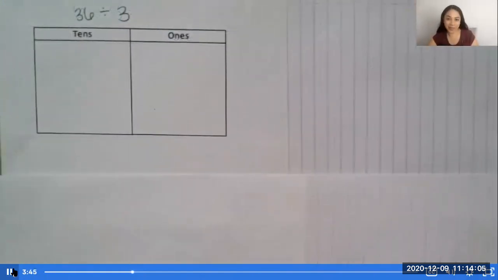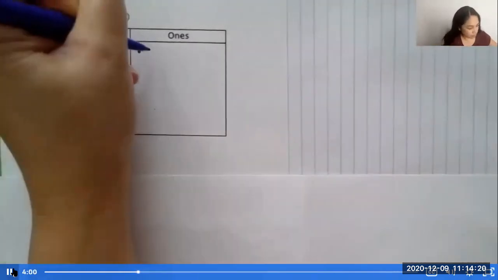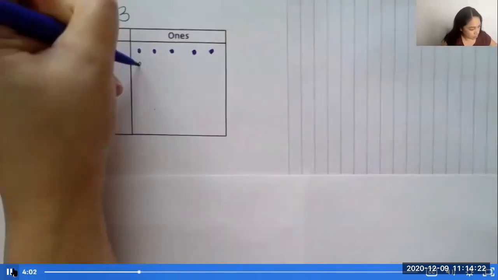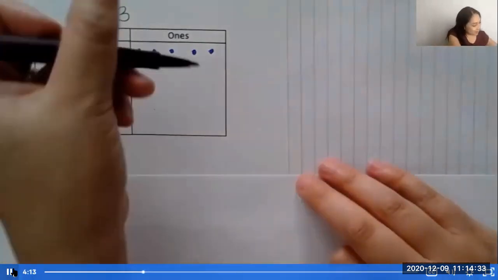36 divided by 3. 3 tens, 6 ones represents what? The whole. Let's show 36 using place value disks. What is the divisor? 3. Let's now make room for 3 groups below.